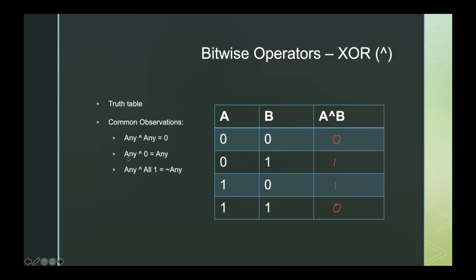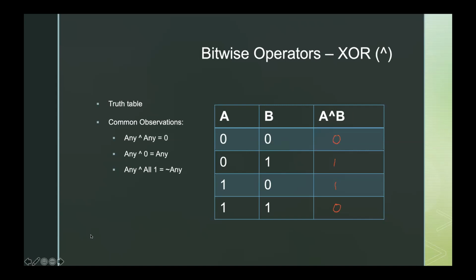Now, if we try to do XOR of any number with 0, it will return the same number. When XORing with 0, if you see the first entry and the second entry, the number remains the same: XOR of 0 with 0 gives 0, and XOR of 1 with 0 gives 1. So the number will remain as is.